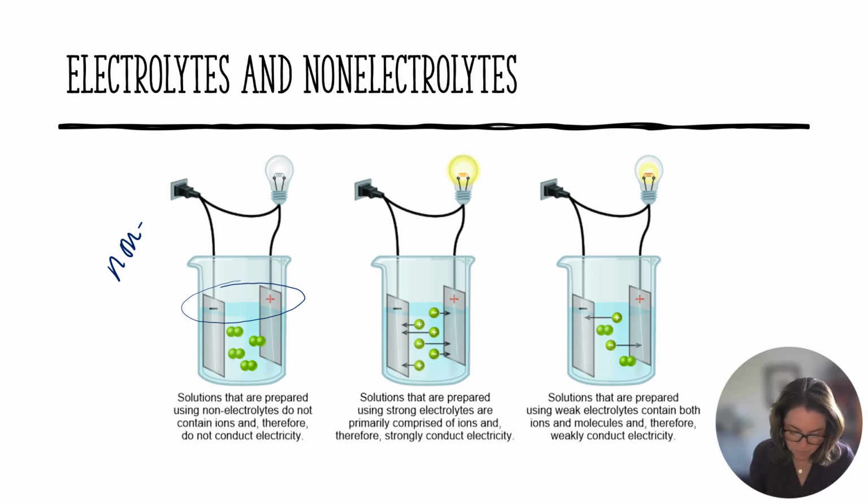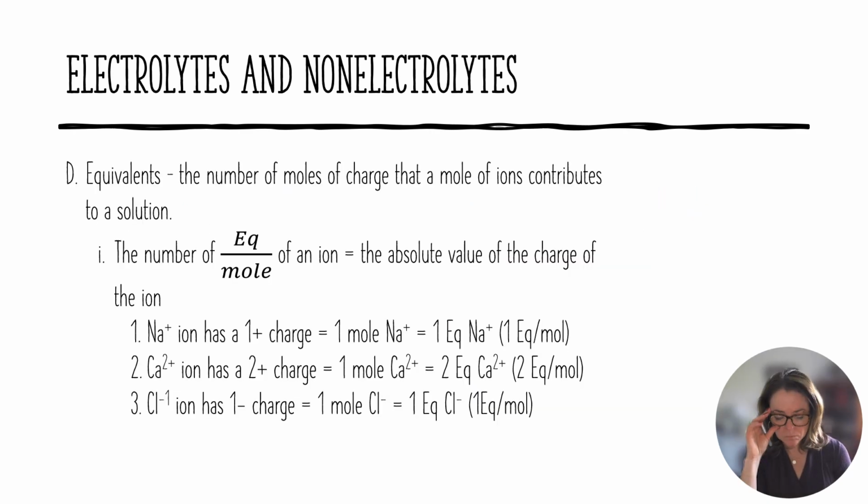If we have strong electrolytes, so that's this guy here in the middle, lots of ions, definitely going to conduct electricity. And then if we have weak electrolytes, it will still conduct electricity. It will still make that light bulb glow, but just not nearly as much as the strong electrolytes.